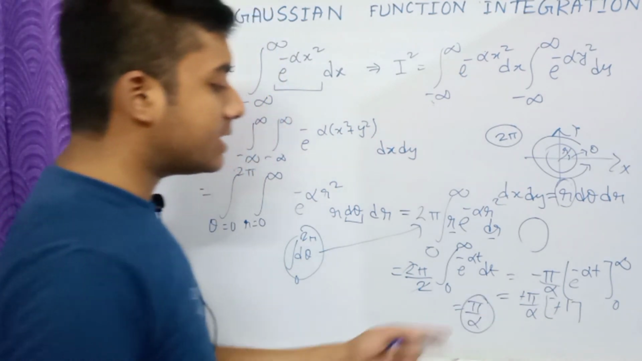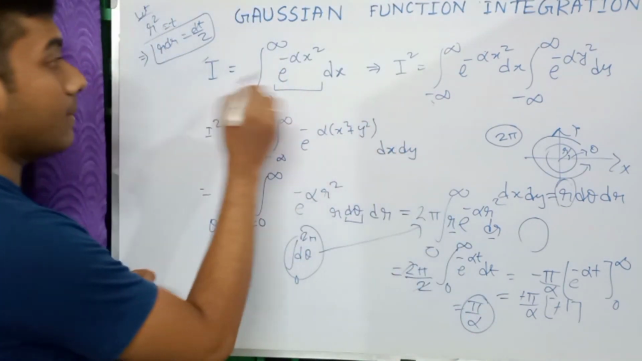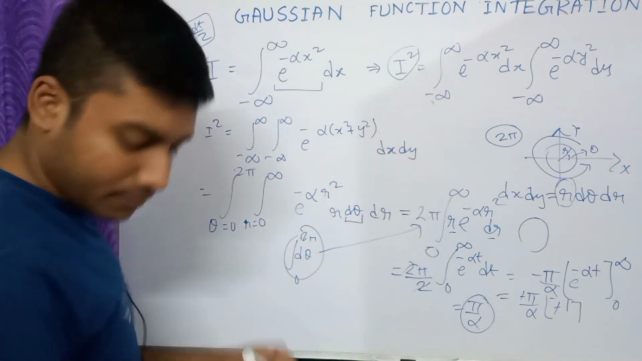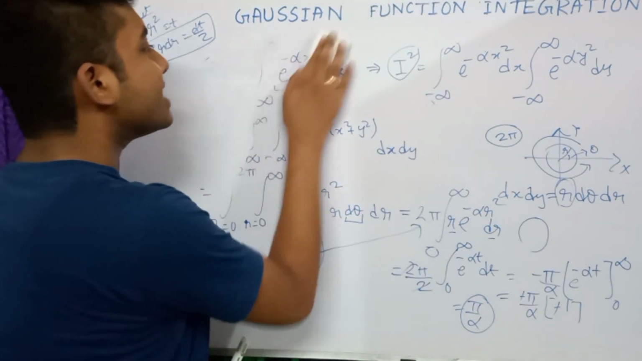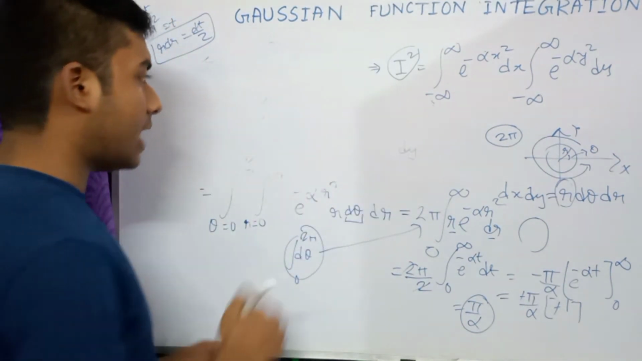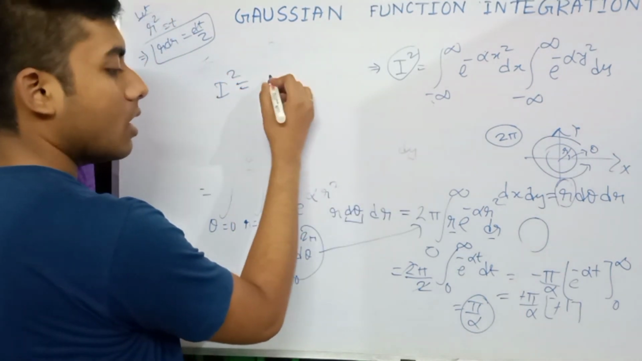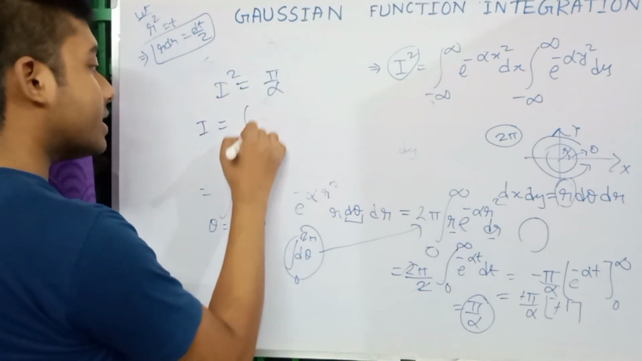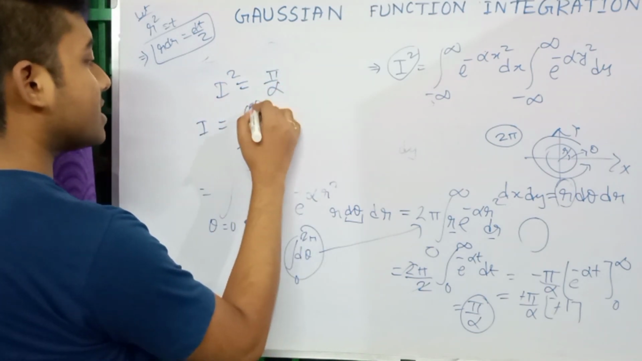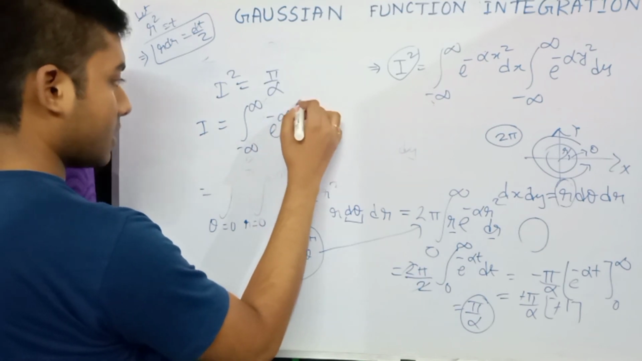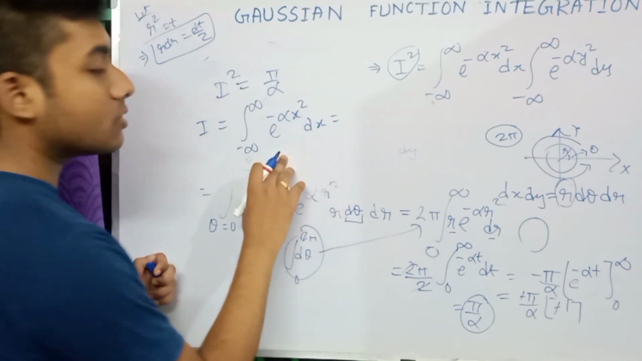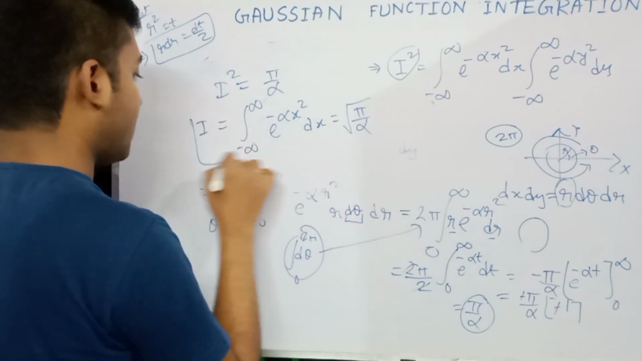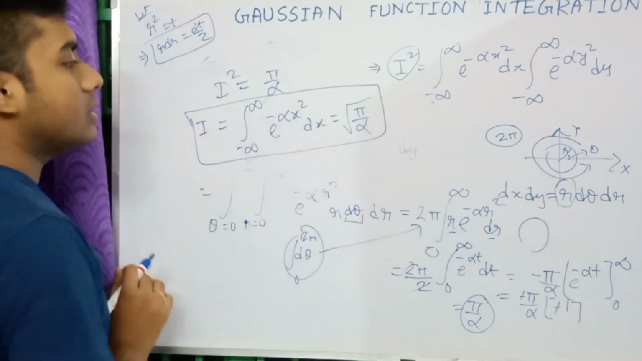So what is the result of pi by alpha? Remember that this is I square, right? We have calculated I square. So I square comes out equal to pi by alpha. So what will be I, meaning the integration from minus infinity to plus infinity of e to the power minus alpha x square dx? This will be equal to just the root of this, that means root of pi over alpha.